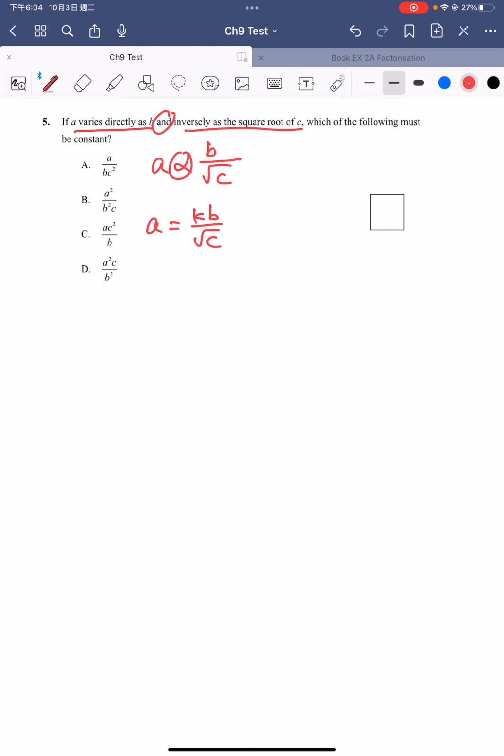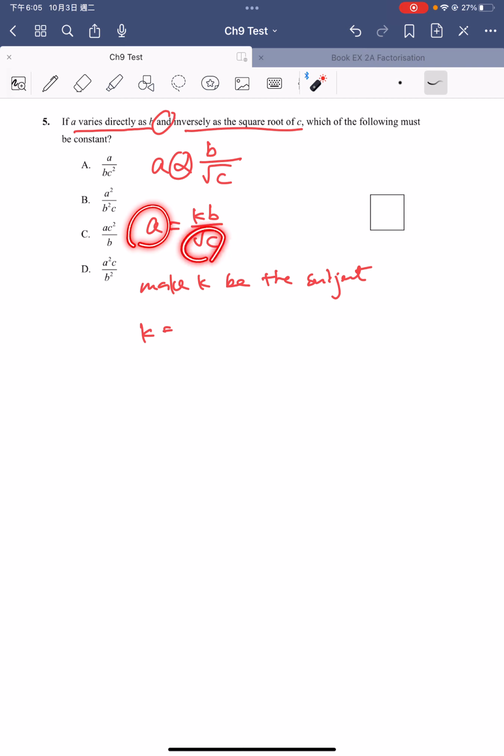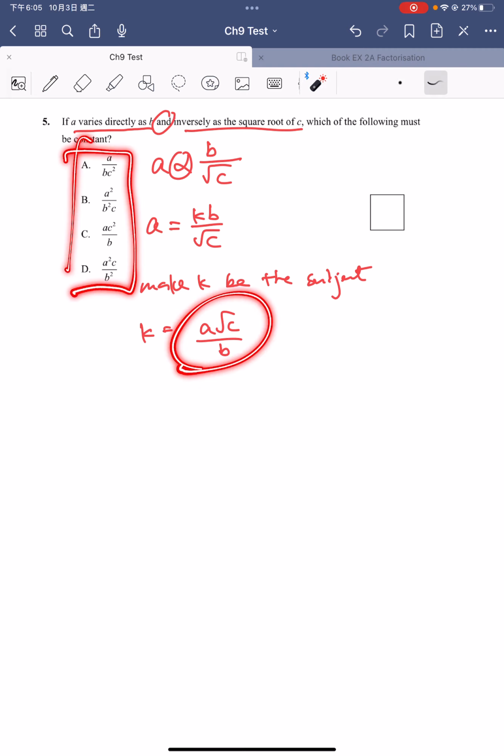So they are asking which one must be a constant, so we make K the subject. What we're going to have is K is equal to A times the square root of C, then divided by B. So we have A square root C divided by B. Is there anything in the multiple choice that matches this? We don't have square roots, which means the answer doesn't want the square root.